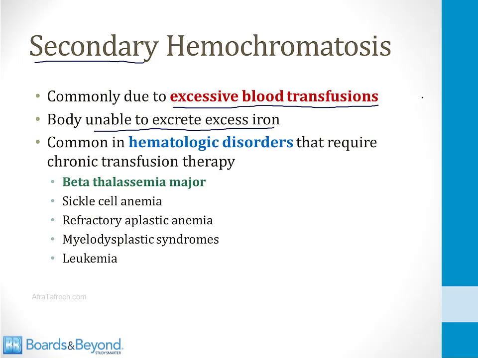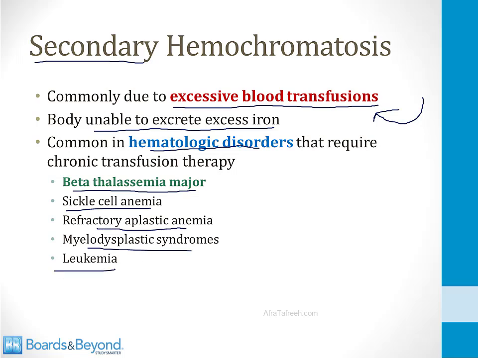However, in this case, the excess iron is coming from blood transfusions, not from abnormal absorption in the gut. And this is commonly seen in people who have hematologic disorders that require chronic transfusion therapy. One of the big ones is beta thalassemia major. You can also see this in patients with sickle cell anemia or refractory aplastic anemia, certain types of myelodysplasia, and also some patients with leukemia.